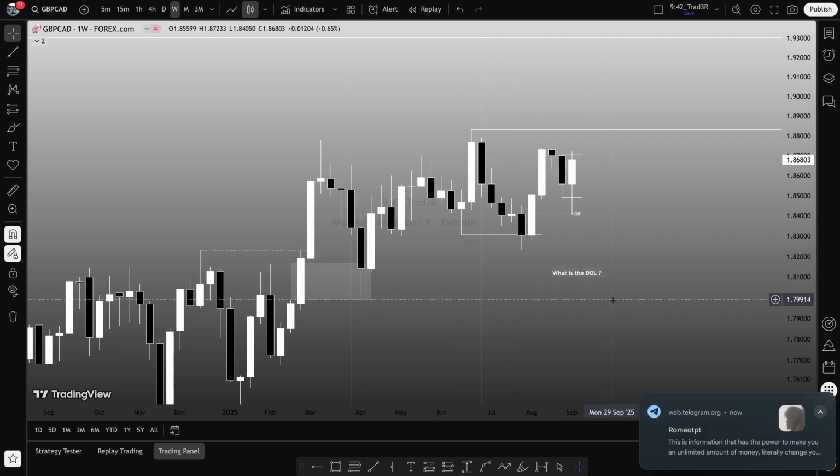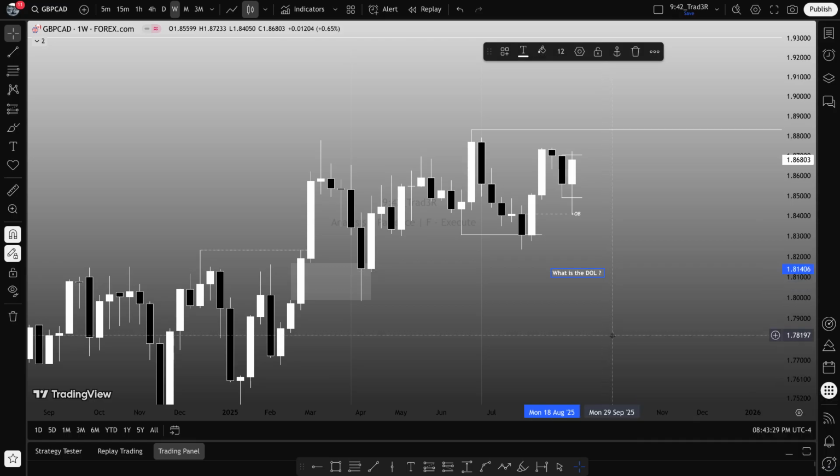So those are the two reasons price moves. So the next question I like to ask myself is, what is the bias and narrative? So what is the bias and what is the narrative?